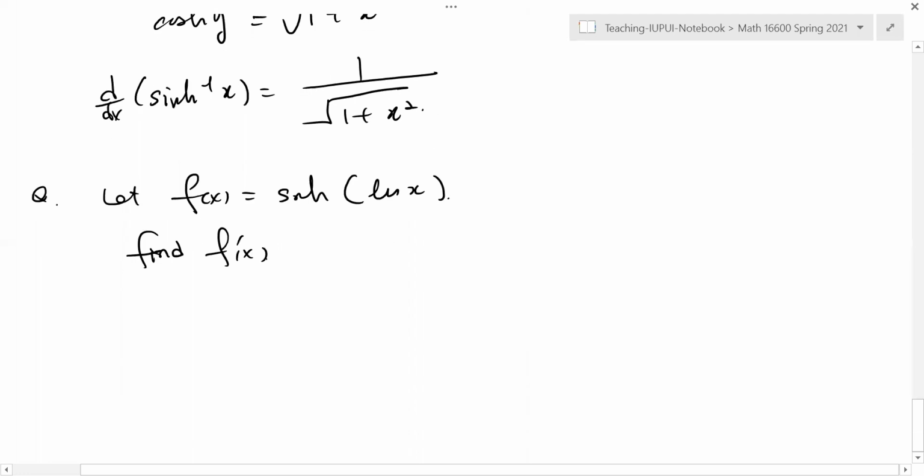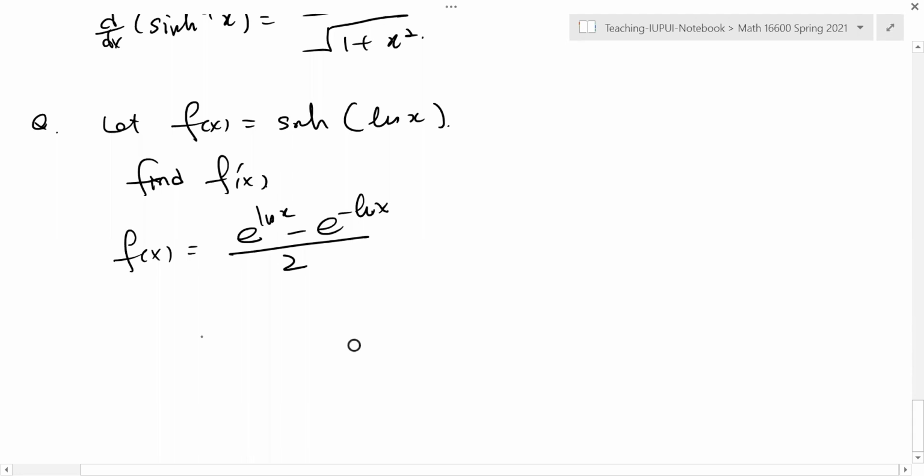I think the best way to solve this problem is to simplify the function first, and it can be done. How do you simplify? By the definition of hyperbolic sine x, it's e to the natural log x minus e to the negative natural log x. And so you can get rid of the e to the natural log here.